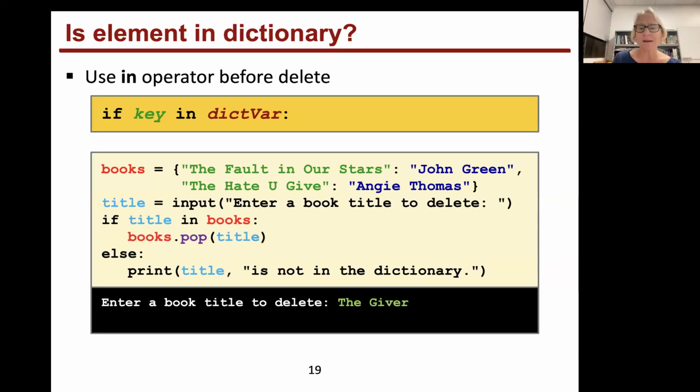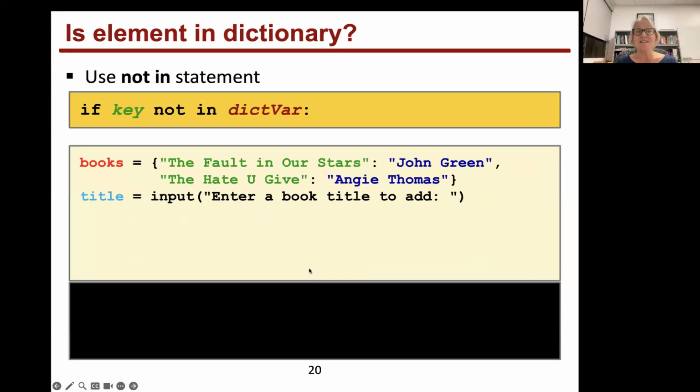So I'm first going to check, I'm having the user enter in, and the user entered in The Giver. Well, The Giver is not in our books dictionary. So if it's in there, then we're able to pop it. If it's not, then we just say it's not in the dictionary. So just protecting that we don't crash, or throw an error because it's not in there. And you'll notice here I did the pop and I didn't necessarily need the value, which is the author, so I did not have a variable capturing that return value.